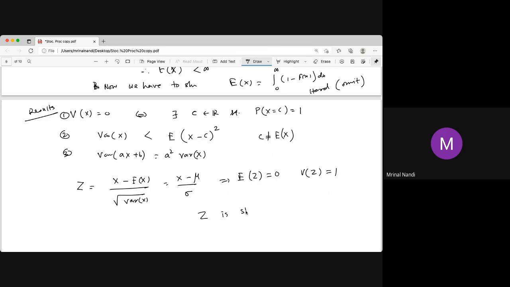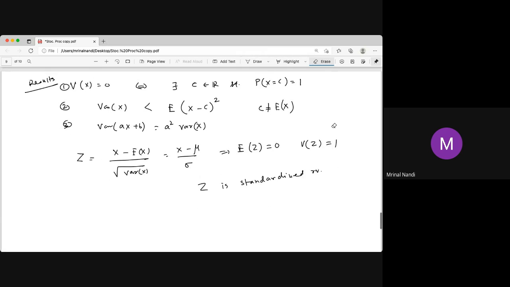If I ask what is the standardized random variable corresponding to x, that means x minus mu by sigma. It is a standardized random variable. So z is called the standardized random variable.